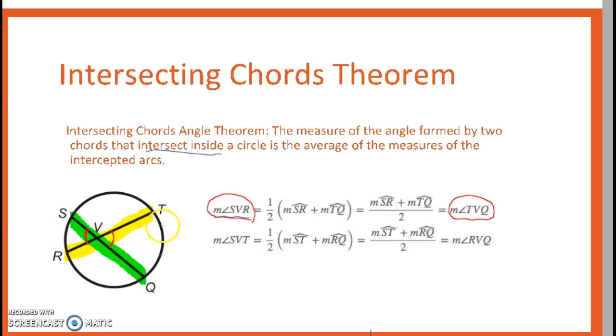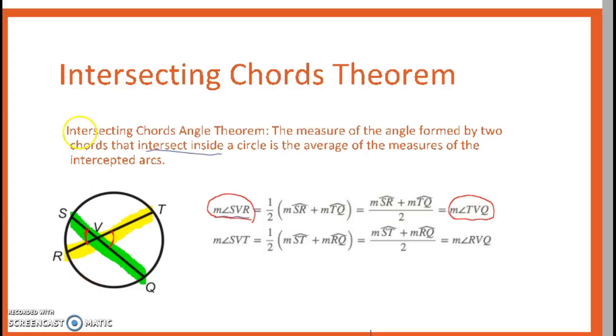Now the intercepted arcs are not necessarily congruent because V is not the center of our circle. So we want to be careful for that. But what this theorem says is the measure of the angle formed by two chords that intersect inside a circle, the green and the yellow chords, is the average of the measures of the intercepted arcs.